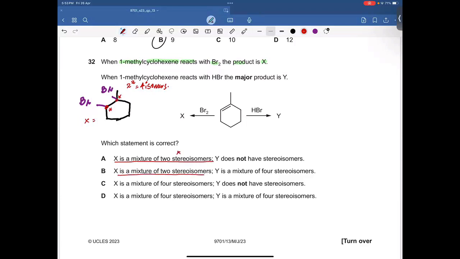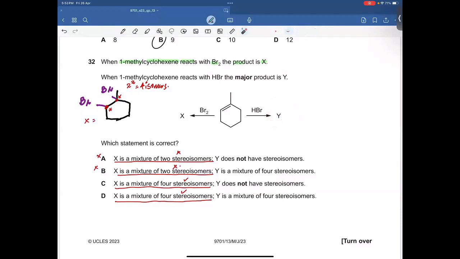X is a mixture of 4 stereoisomers, which is right. So options A and B obviously are out of the competition. So C and D could be the right answer. Let's talk about this reaction.